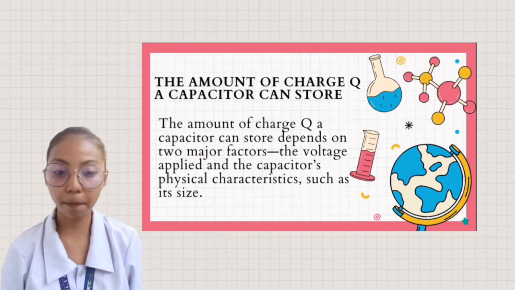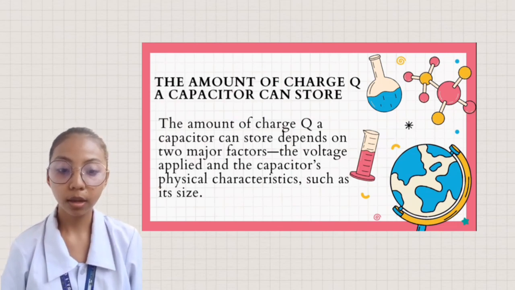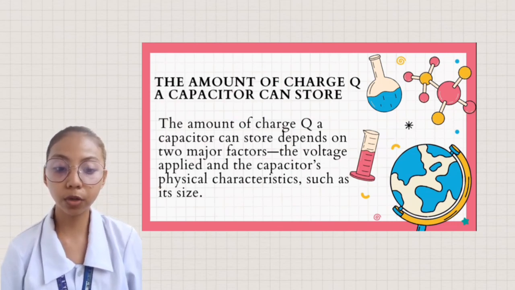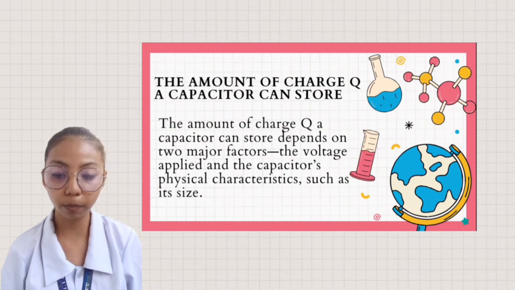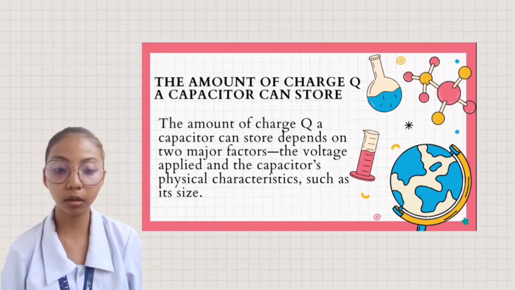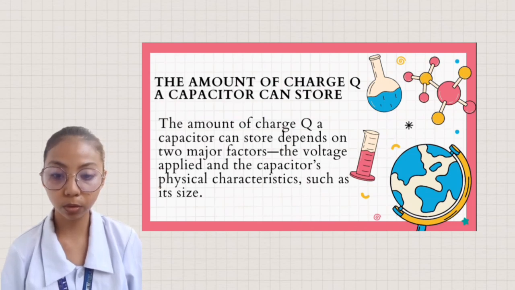The amount of charge a capacitor can store depends on two major factors: the voltage applied and the capacitor's physical characteristics, such as its size. The amount of charge, or Q, a capacitor can store is influenced by both the voltage applied across its terminals and its physical attributes, like size and capacitance. Higher voltage or increased capacitance allows a capacitor to store more charge, following the relationship Q equals C times V, where Q is the charge, C is the capacitance, and V is the voltage.